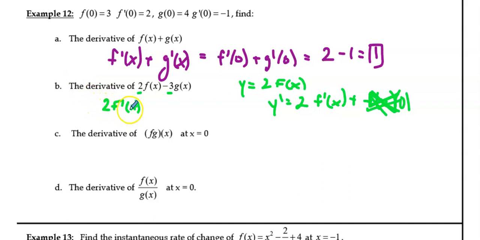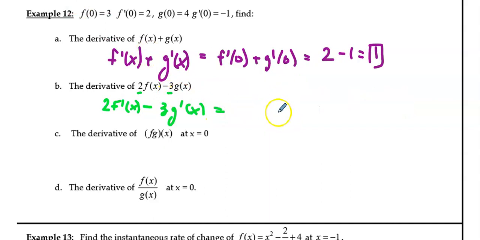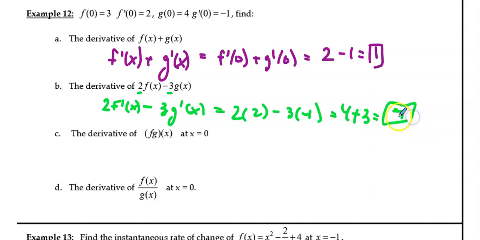But 2 f of x, f prime of x, minus 3 times g prime of x. That's all that you do for this problem. And then we're going to evaluate that. I'm going to erase all that stuff there. So we get 2. And again, we're going to apply f prime of 0, which is going to be 2, minus 3 times plug in g prime, which means negative 1, which is going to give us 4 plus 3, which is going to give us 7. So the answer is 7.